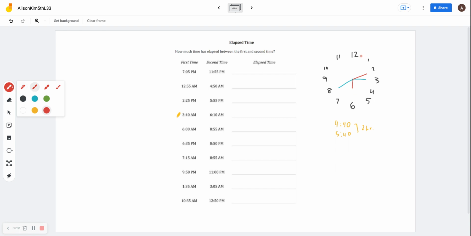5:40, there's 20 minutes till 6, right? But we're trying to get to 6:10. That's 10 more minutes. So it's going to be 30 minutes in total, since we're just going to add 20 plus 10. You need to realize that these time increments go by fives. So it's 5, 10, 15, 20, 25, 30. That's why it's 30 minutes.